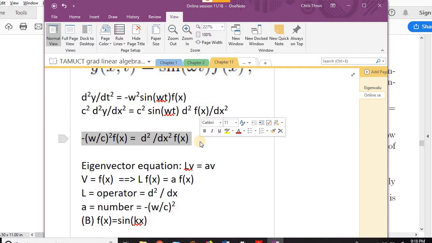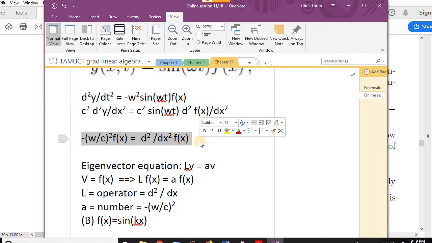Well, maybe I should let you think about it. Or let me think about it. Then you'll get k. If sine of kx is f of x, the second derivative in terms of x would be negative k squared sine of kx.